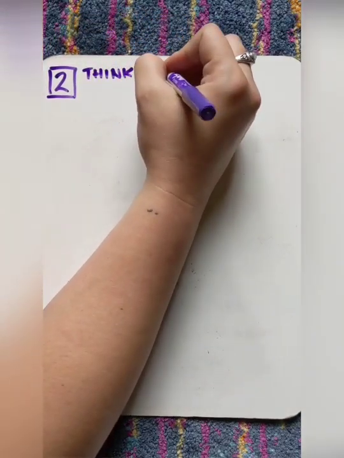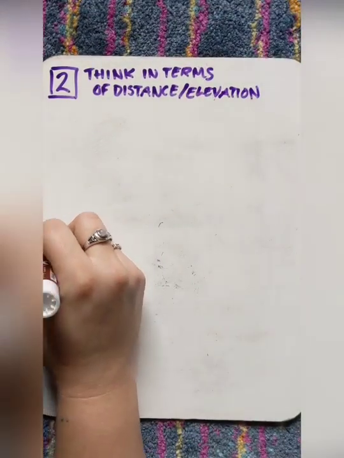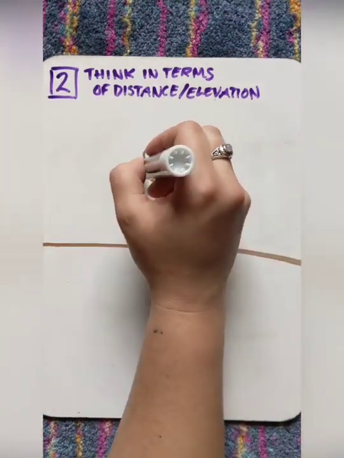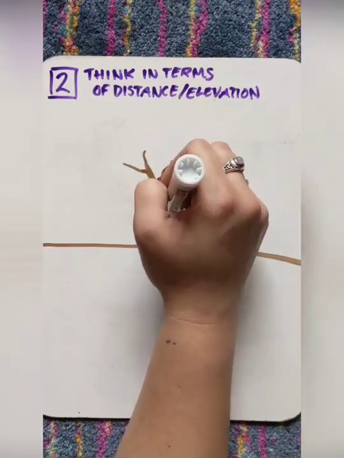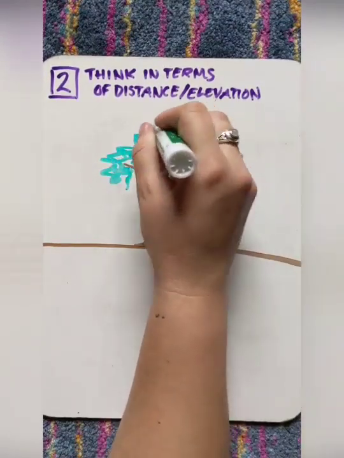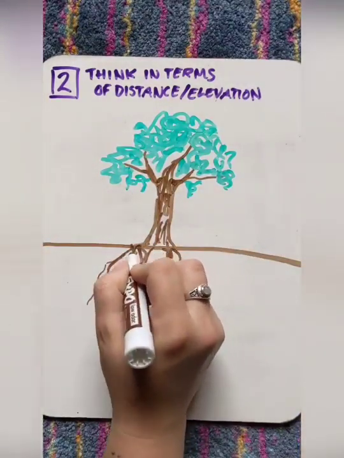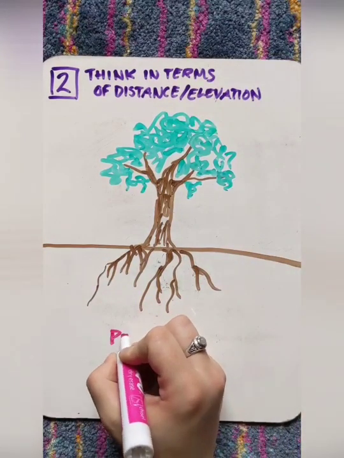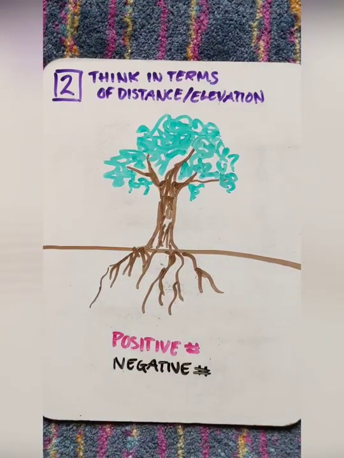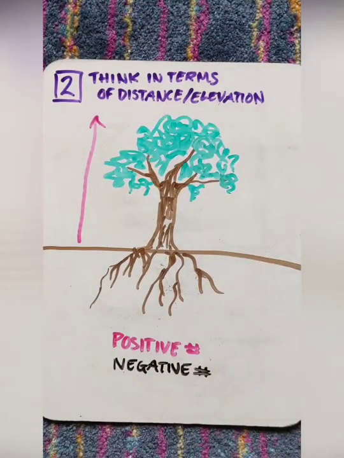Number 2. Think about the equation in terms of distance or elevation. It might be easier to solve simple equations if you think of them in terms of distance or elevation. In this case, negative numbers and positive numbers would be represented by distances on opposite sides of a certain point. For height and elevation, this point is the ground. Positive numbers are the height or elevation above the ground, and negative numbers are the distance below the ground.